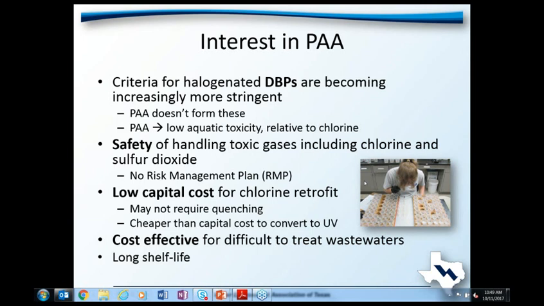So as Carl mentioned, there's a number of drivers for PAA, and one that I'd like just to underscore is the low capital cost for retrofitting chlorine because you can use existing contact basins. And in terms of operation and maintenance cost, ongoing costs, we may not require quenching depending on how tightly you dose to some of those effluent requirements that Carl mentioned. So it is possible to use PAA without quenching. It's all site specific in terms of whether that is feasible or not.